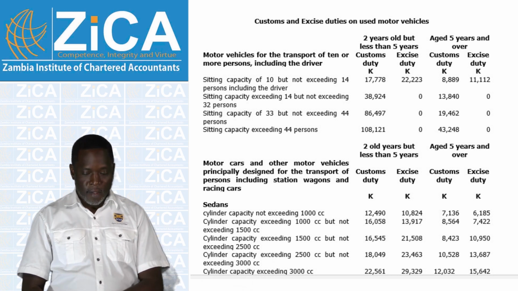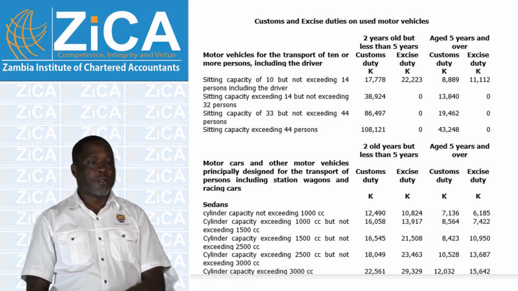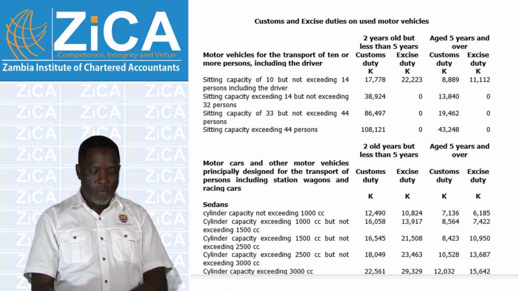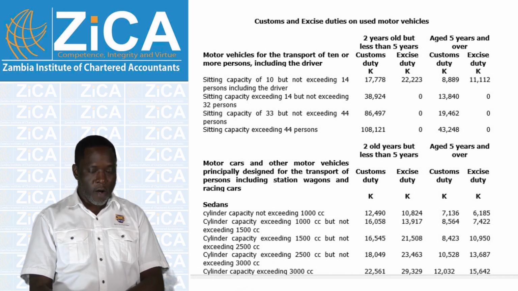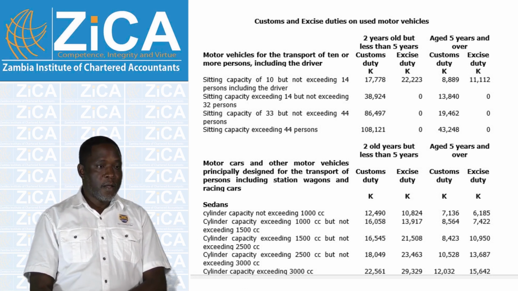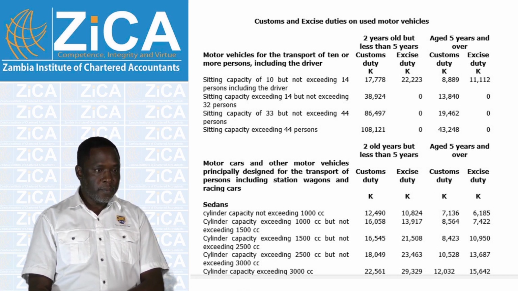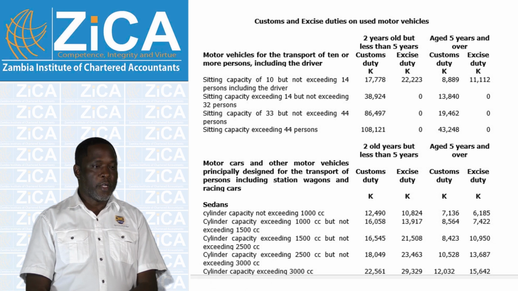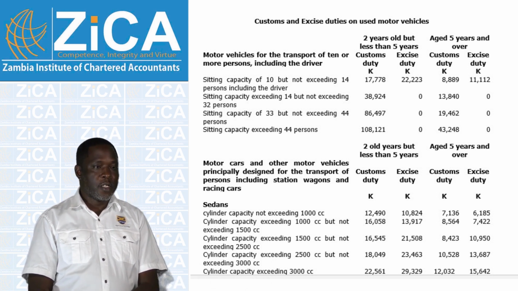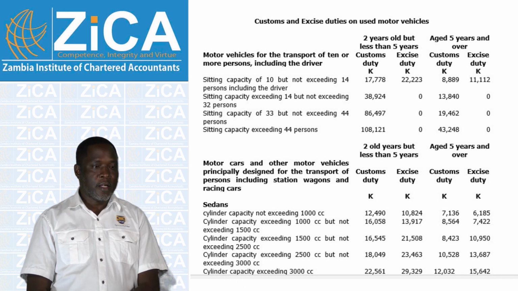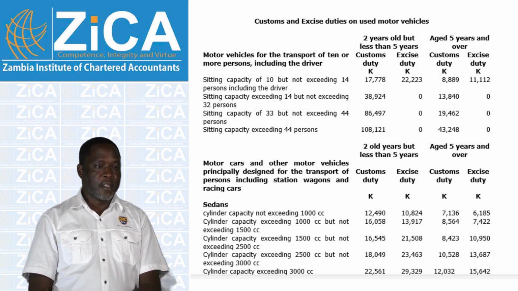And for that reason, they are categorized into those motor vehicles aged 2 years old but less than 5 years. Then we have those motor vehicles which are aged 5 years and over from the time of manufacture. So we need to identify whether this station wagon, so there are two things you need to identify. So when it comes to station wagons, when you look at the table, we need to know the age of the station wagon, and we need also to know the cylinder capacity, because the rate at which both the specific customs duty and the excise duty will arise depends on the cylinder capacity of the vehicle and its age.